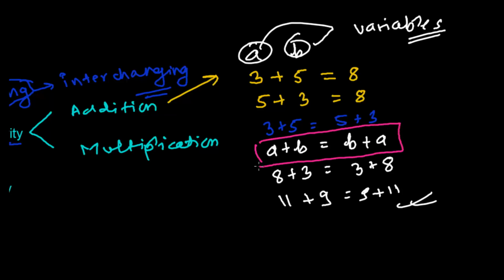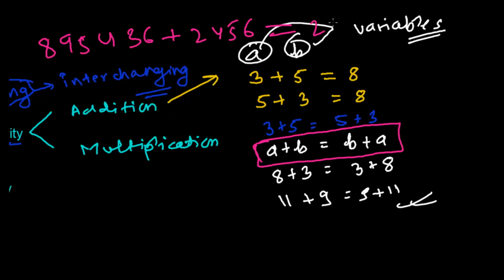So we are just generalizing the addition of two numbers, and now we can say that two numbers are variables. When it goes as variables, it generalizes the whole rule. So no matter what you add, like 8, 9, 5, 4, 3, 6 with 2, 4, 5, 6, this will be the same if you interchange them: 2, 4, 5, 6 plus the other number.